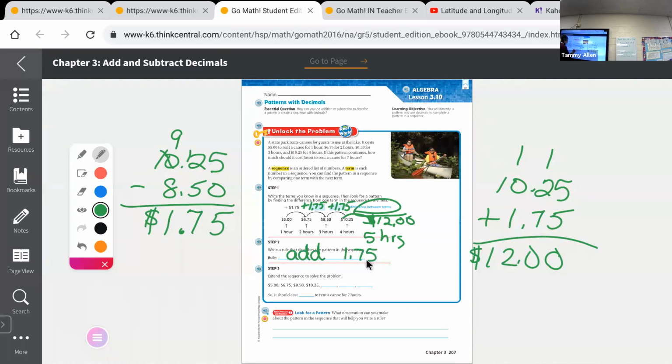Now, I'm not going to make you write a complete sentence. You may write a phrase. Add $1.75. This is a phrase we can use. Now, the actual question up here was, how much would it cost Jason to rent a canoe for 7 hours? It gave all this information that we could use to set up our table, and we could keep adding $1.75 to get there, right?